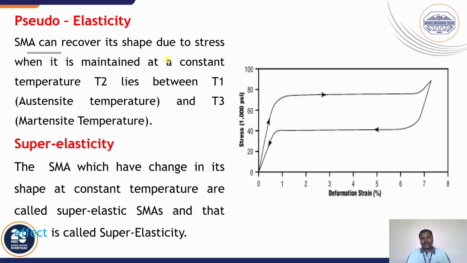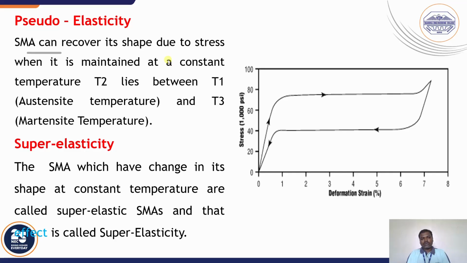Pseudo elasticity is nothing but the SMA recovering its shape due to stress when it is maintained at a constant temperature. T2 lies between T1, which is the austenite phase, and T3, which is exclusively the martensite phase. So this transformation is one of pseudo elasticity.